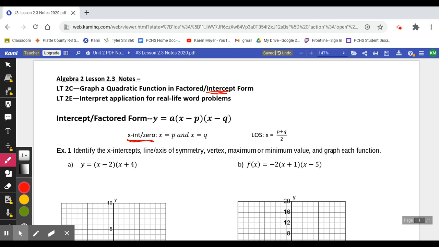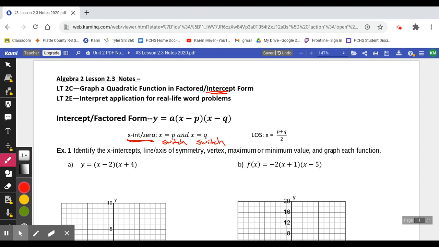Now, you're going to notice in the parentheses it says negative P, but down here we have positive P. So you have to remember to switch the signs. And then same thing with Q. It says negative Q in the formula, and then down here we have positive Q. So once again, switch the signs for P and Q.